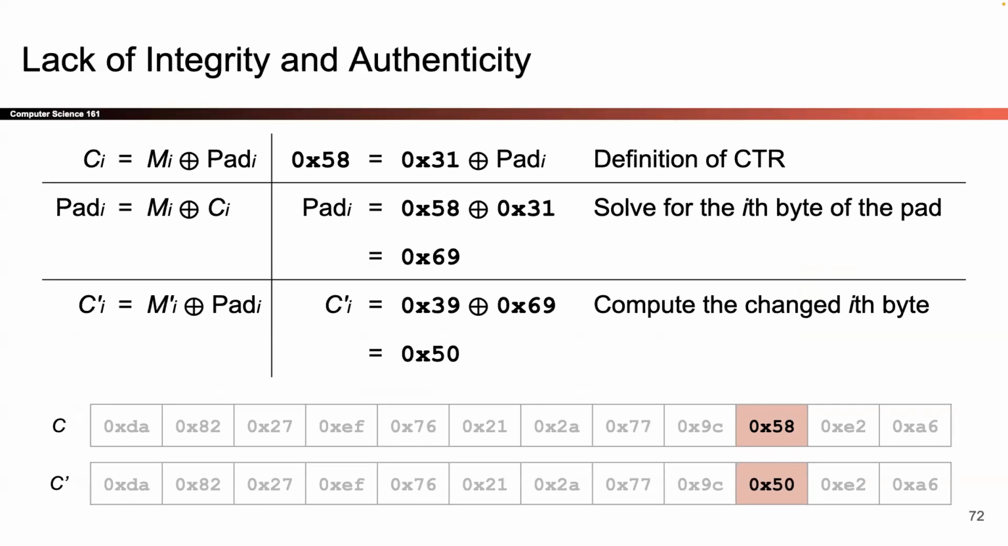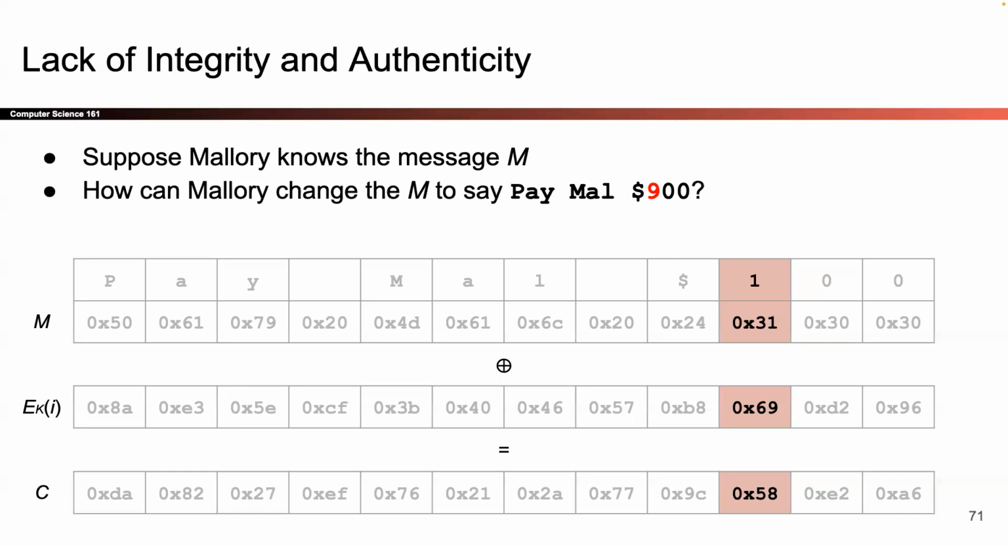What we can do is say this byte. We already know from before that one-time pad works on each byte one at a time, right? It's like character by character. So I know that if I want the message "pay Mal $100" to change to "pay Mal $900," I just have to change that single byte that corresponds to the digit 1 and make it say 9. Okay, so how does she do that?